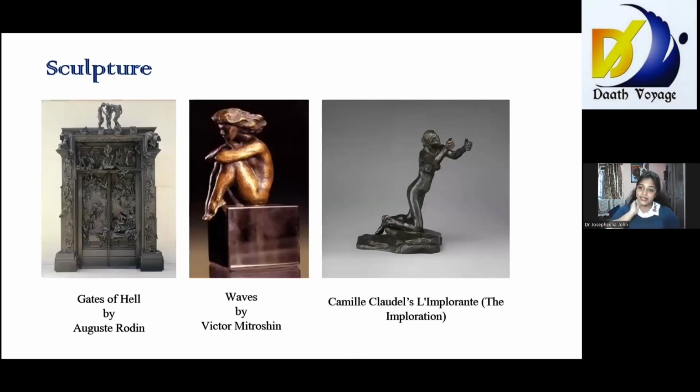The next one is very, very important: sculptures. Sculptures also took a turn. These people who invested their time in sculptures also tried to bring a lot of impressionistic qualities into the sculptures that they did. One among them is Gates of Hell, which is a beautiful work by Auguste Rodin. Auguste Rodin is considered to be one of the most predominant figures of sculpture in impressionistic ideas.